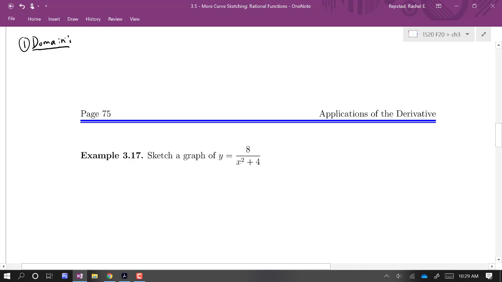But just note that what's in the denominator, x squared plus 4, is never 0. And so that means we're, in fact, not in danger of dividing by 0 here. So the domain here is all real numbers.